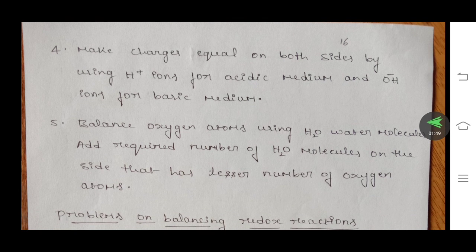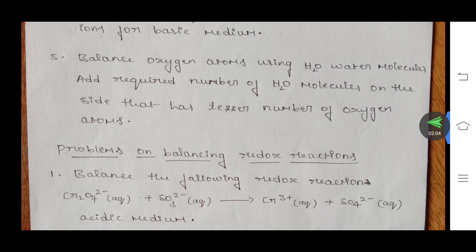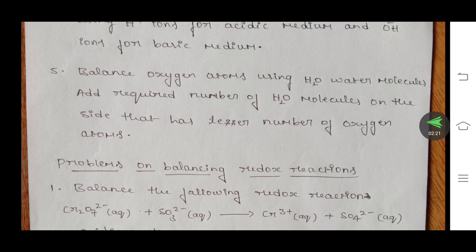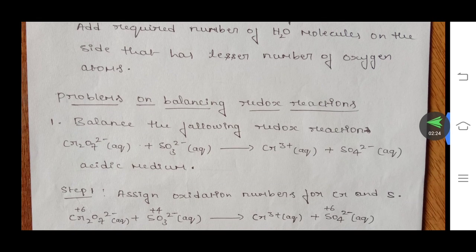Now the fourth point, make charges equal on both sides by using H plus ions for acidic medium and OH minus ions for basic medium. That is the fourth point. Fifth point, balance oxygen atoms using H2O water molecules. Add the required number of H2O molecules on the side that has the lesser number of oxygen atoms. Sorry, there are 5 steps you have to follow.